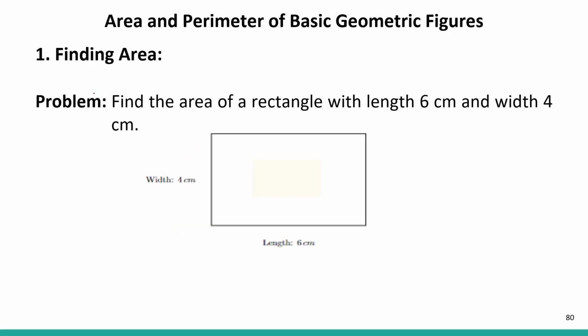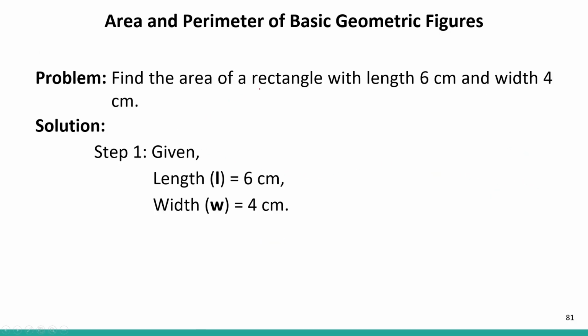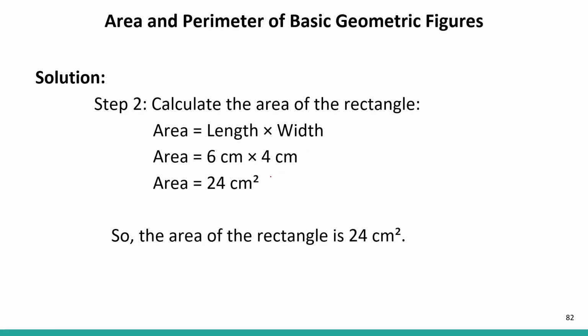Let's start with a question on finding area. Find the area of the rectangle where length is 6 cm and width is 4 cm. So 6 times 4 is equal to what? 24 centimeter square. So the area will be length times width, that is 24 centimeter square. So the area of the rectangle is 24 centimeter square.